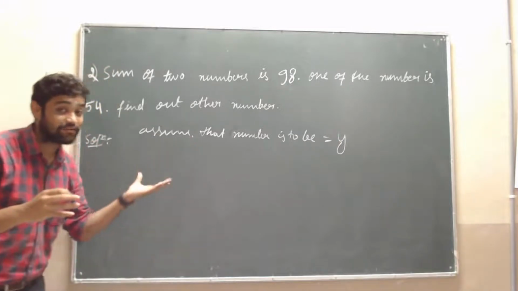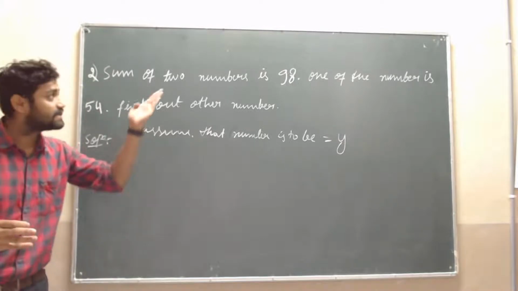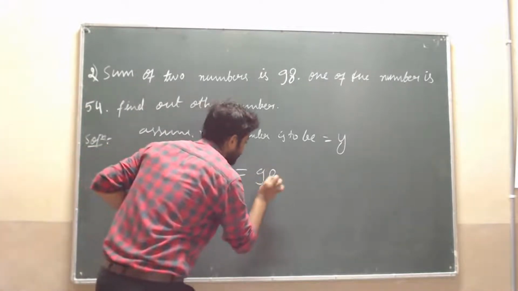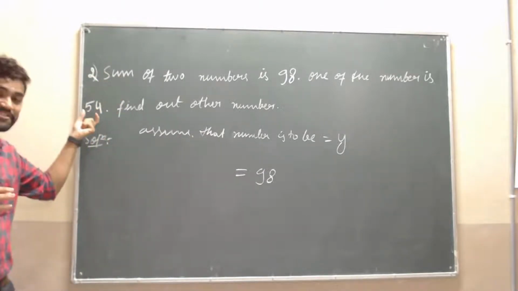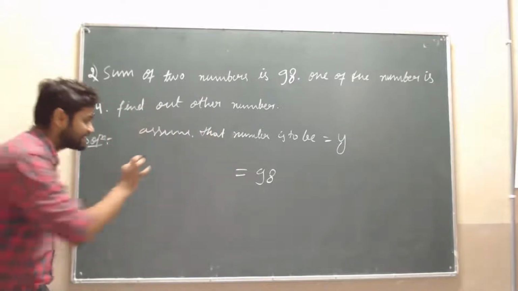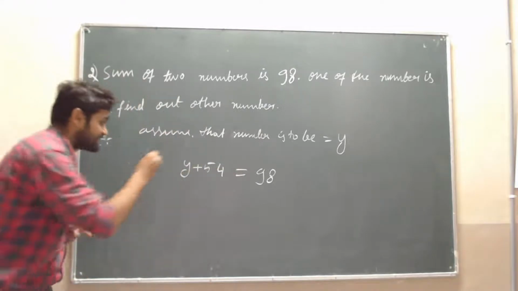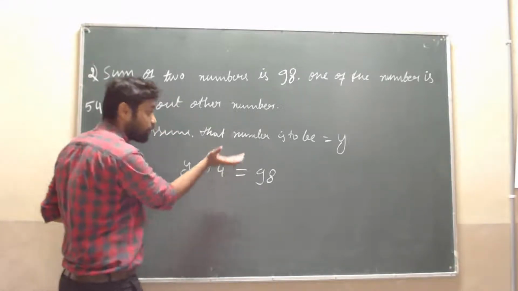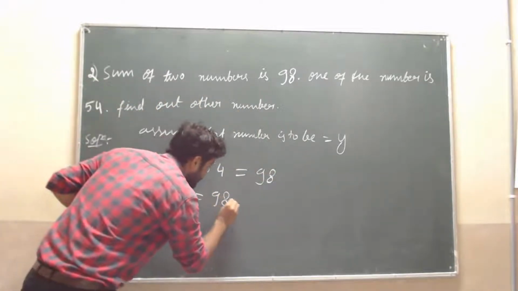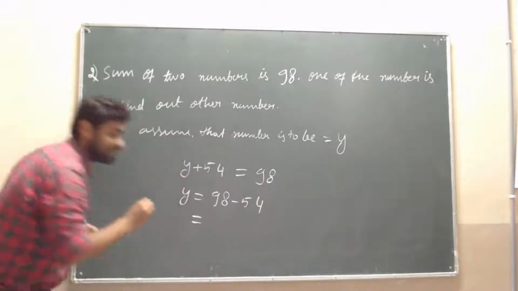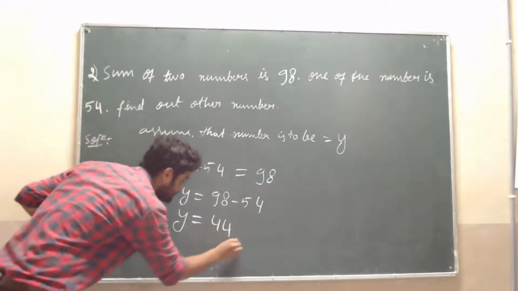Then write the equation. That is, we have sum of two numbers is 98. Okay, what are those numbers? We have one number that is 54 and another number we have y, that is y plus 54 is equal to 98. Then I will transpose this plus 54 to this RHS side. What will happen? That is, see here, 98 minus 54. Simple, sir. 98 minus 54 is 44 is the answer. Isn't it?